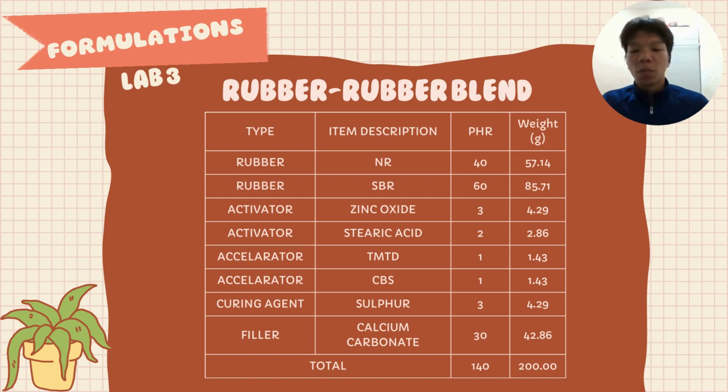Then it will be followed by TMTD, an accelerator, which helps prevent scorching. CBS is added after TMTD, where CBS is an accelerator that allows faster curing when heated and also maintains scorch safety. And last but not least will be sulfur. Sulfur will always be added last in a rubber compound, as sulfur is a vulcanizing agent. It forms cross-linking between rubber polymer chains, and adding it last avoids premature vulcanization or even scorching.